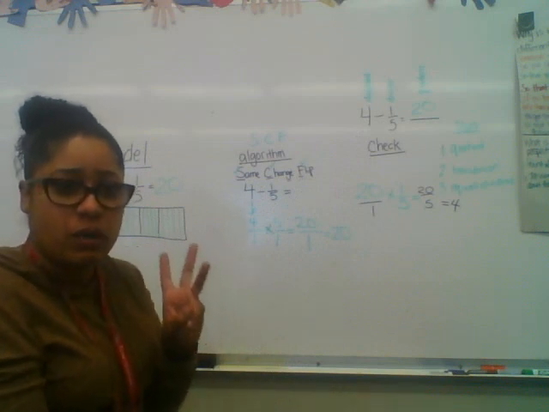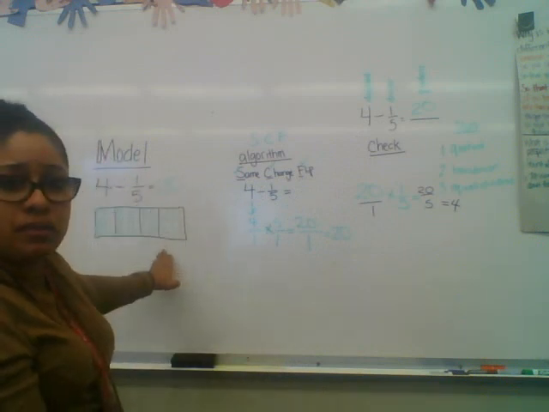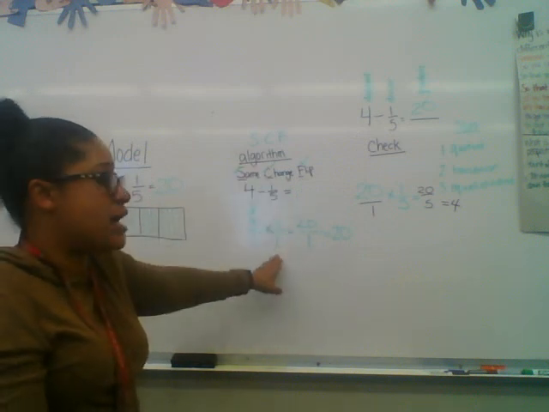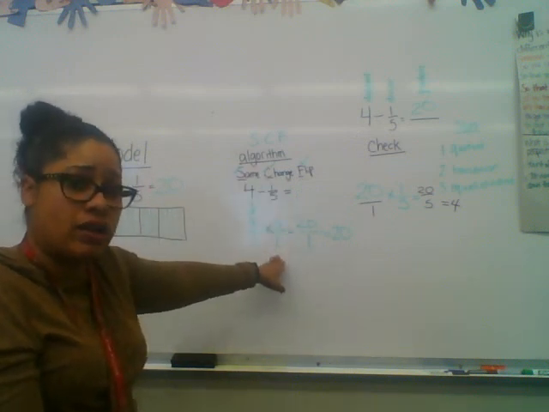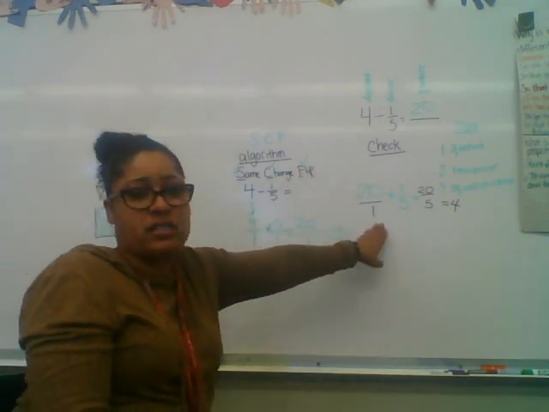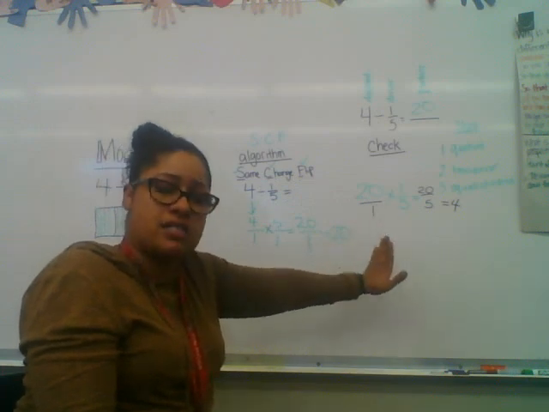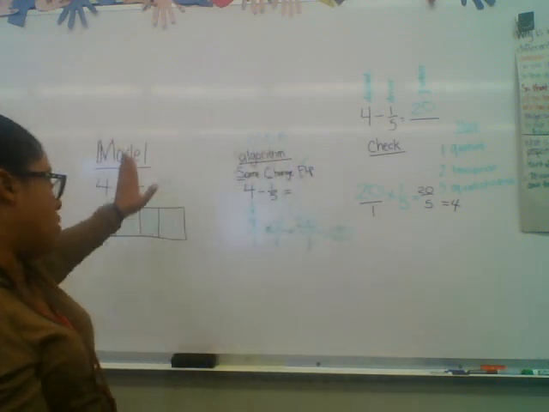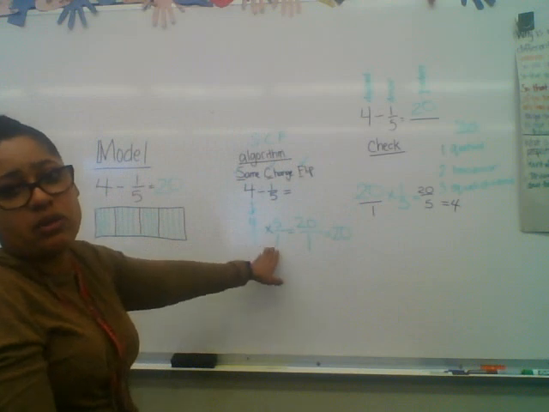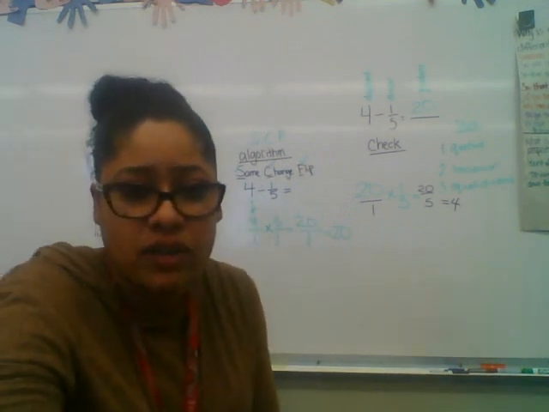So for tonight's homework, your student needs to be able to do all 3 parts of the process. They'll model it. After they model it, then they'll do the algorithm to show that they know how to do the algorithm. And then after that, they will check their answer. If they cannot check their answer, I'll accept that for now, as long as they know how to model it and do the algorithm. Those two are the most important.